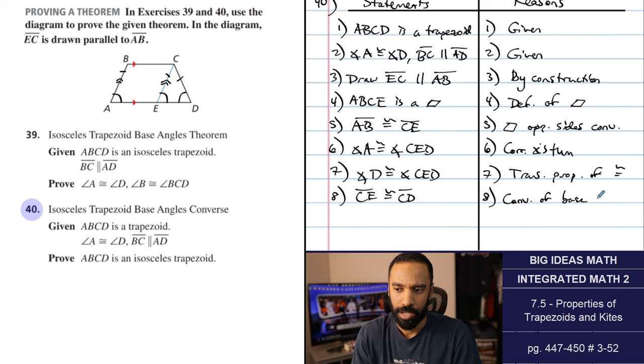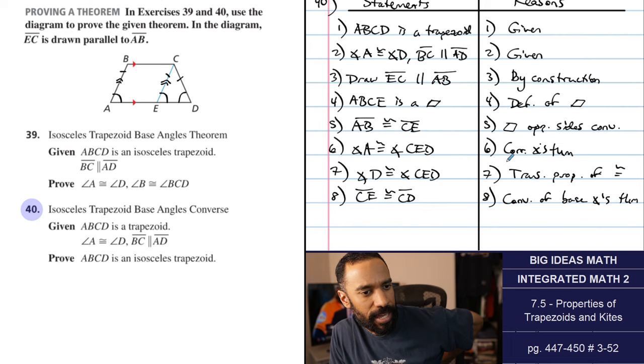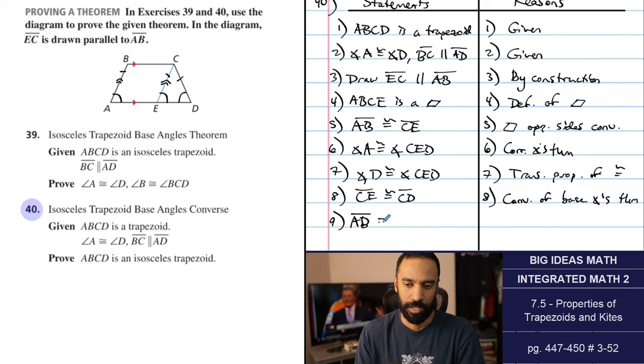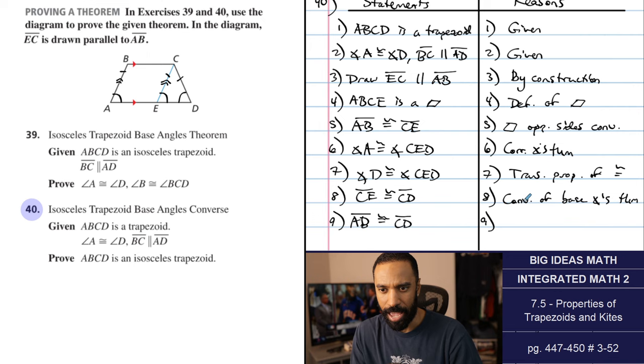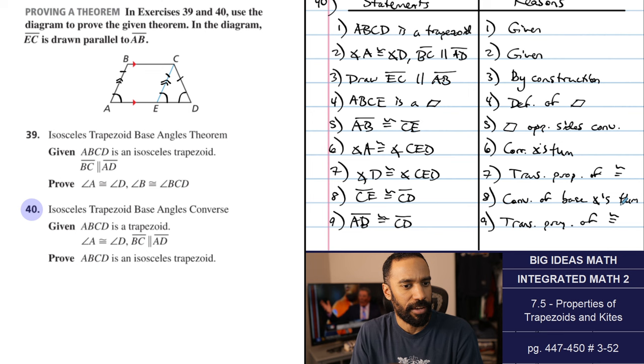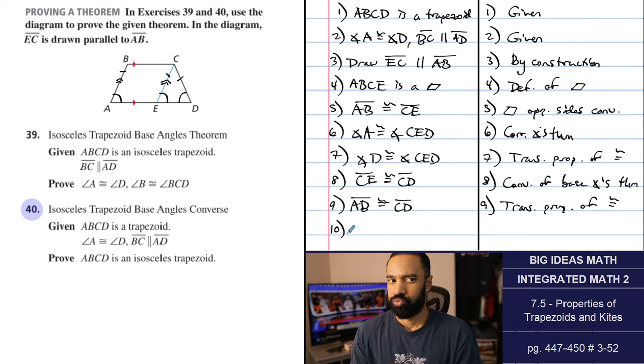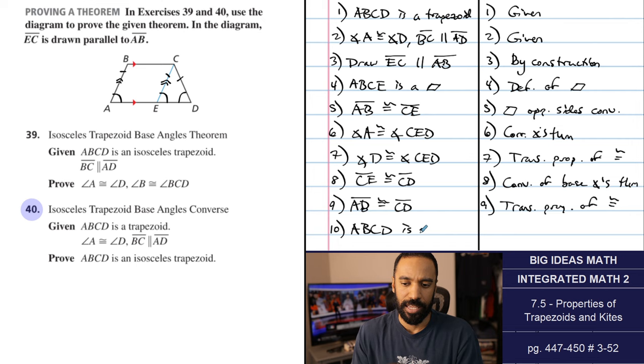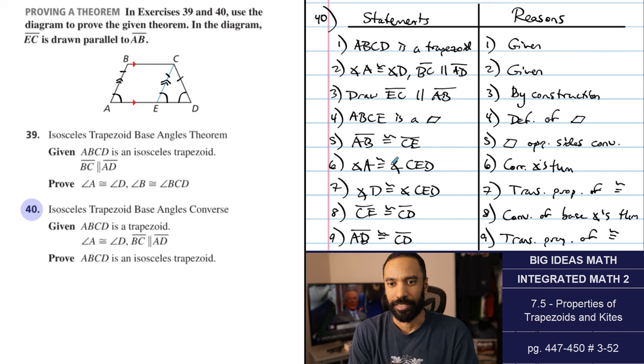So that's marked. So now we can say that AB is congruent to CD. AB is congruent to CD by transitive property, because we have AB congruent to CE before, so transitive property again. And that should be enough to now say it's isosceles. So ABCD is an isosceles trapezoid, by definition, because it now has the legs congruent. Okay. I feel okay on that.